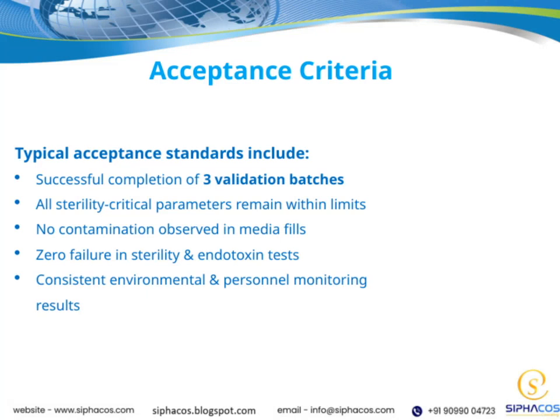Today, I want to highlight some of the typical acceptance standards we use to ensure quality and compliance. First, successful completion of 3 validation batches is essential. This helps us confirm that the process is reliable and reproducible. Next, all sterility-critical parameters must stay within predetermined limits. This is crucial to maintain product safety.